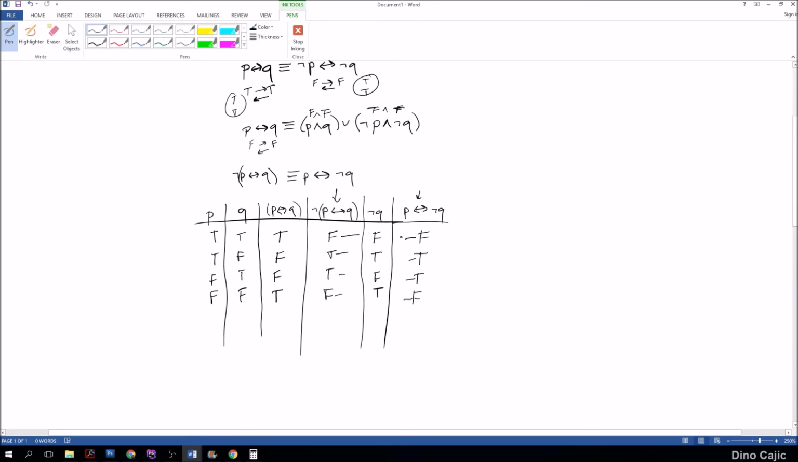There are many different ways to prove these. We just picked the truth table for the sake of time and to quickly demonstrate how this equivalence is accurate. We'll go ahead and stop this tutorial right here.